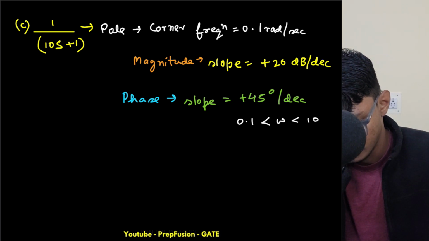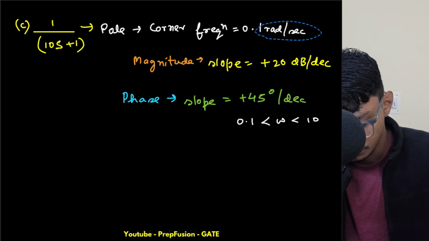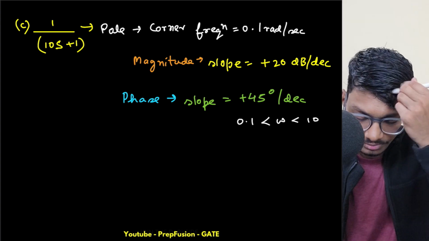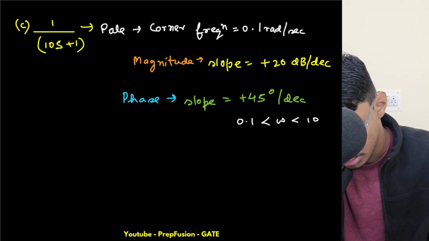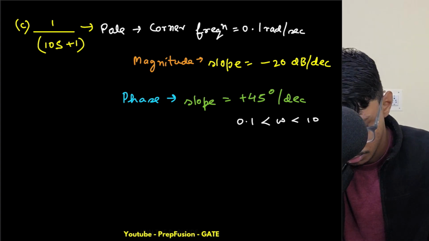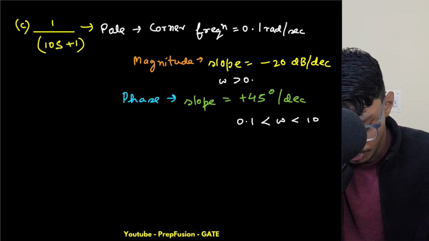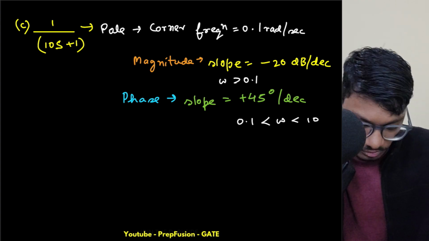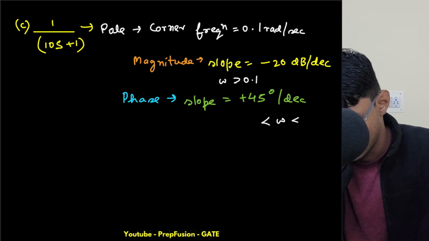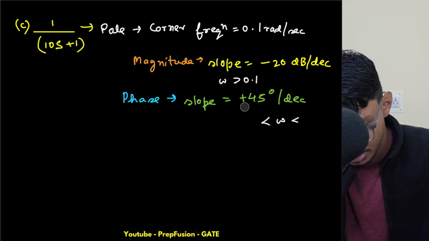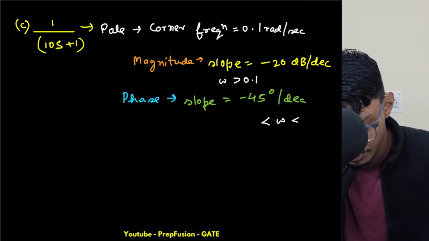0.1. And what happens with the magnitude? So the magnitude becomes minus, like the slope becomes minus 20 per decade after 0.1. Okay, and what about my phase plot? So phase plot, the slope becomes minus 45 degree per decade between what?